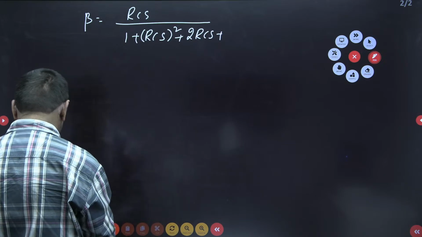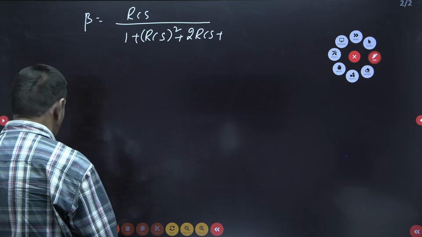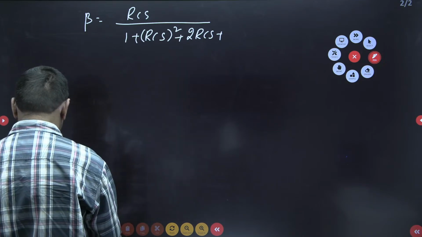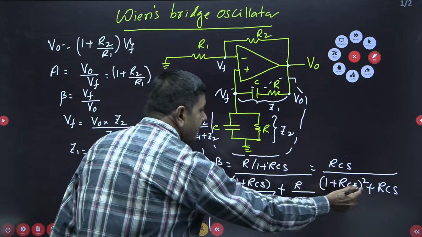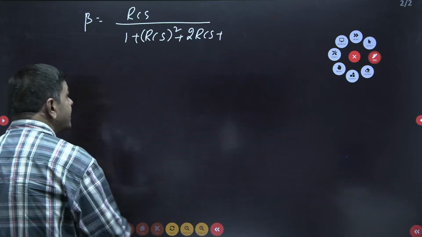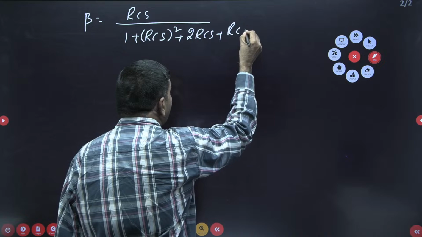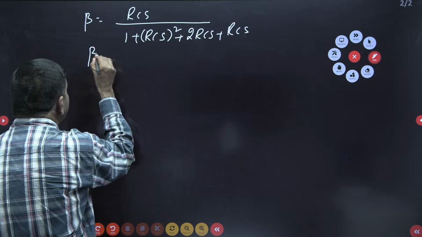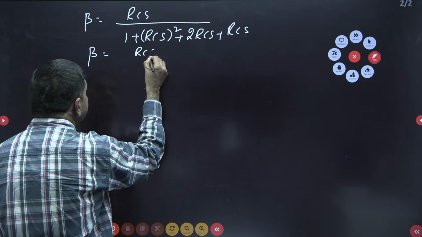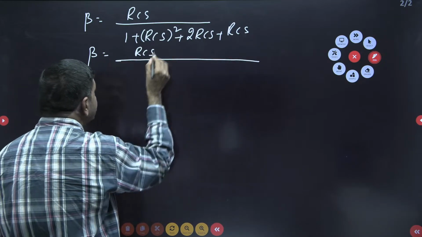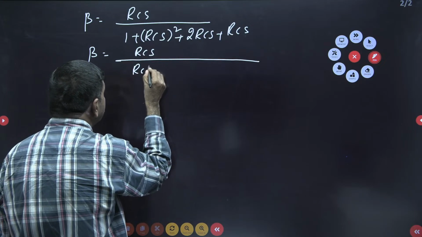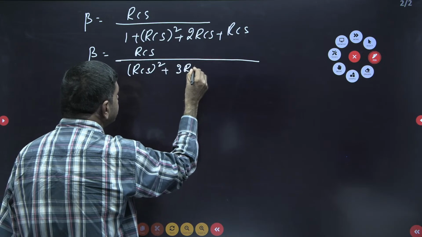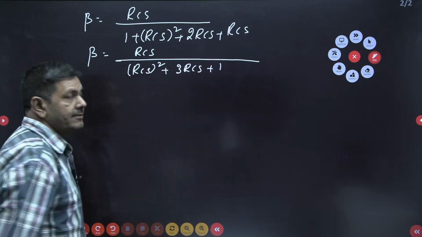Still, what did I get here now? I got one more term, 2 RCs, plus RCs, one more you got now. I want to simplify this. But finally, beta value I can get: RCs divided by RCs whole square plus 2 RCs plus RCs, which is nothing but 3 RCs, plus 1.